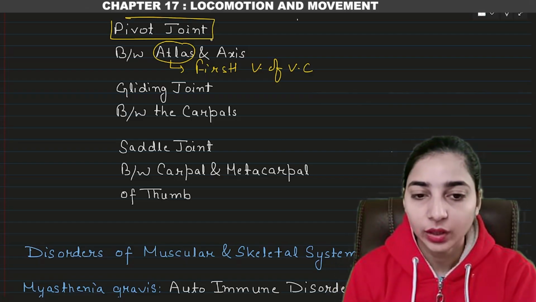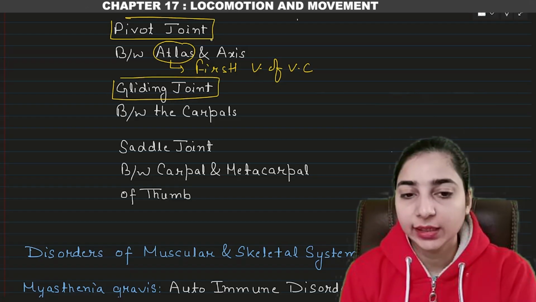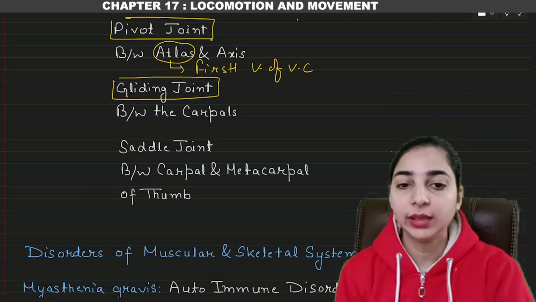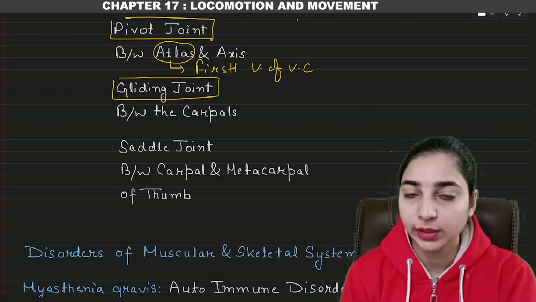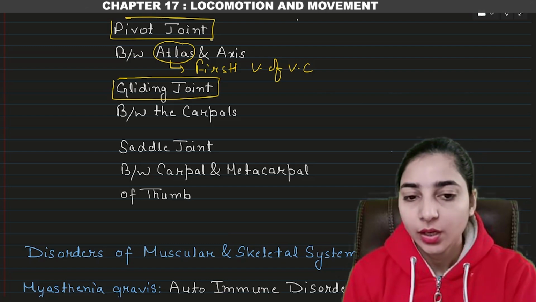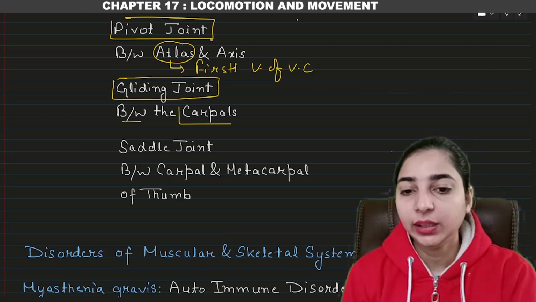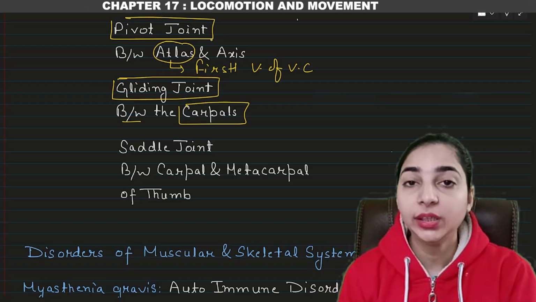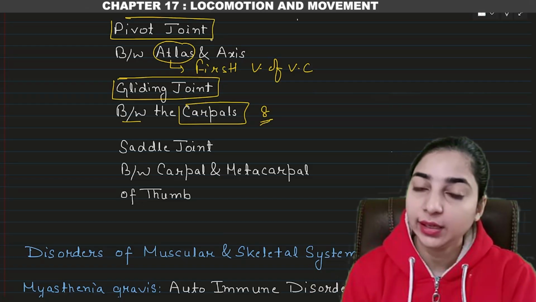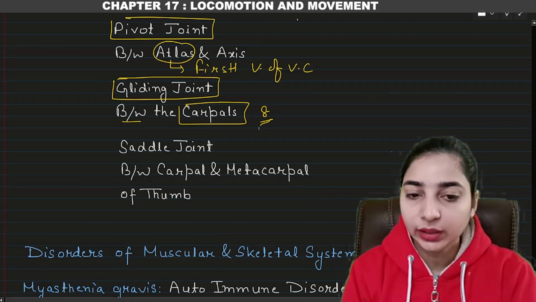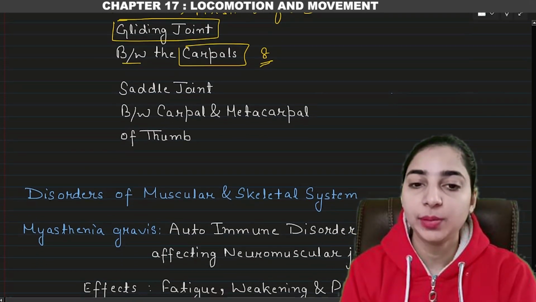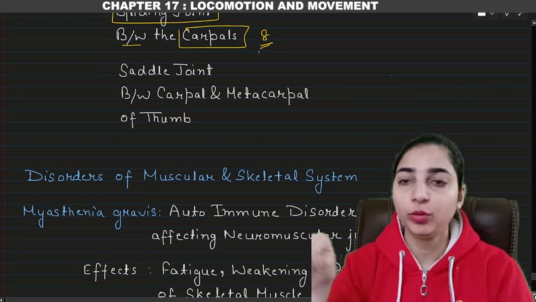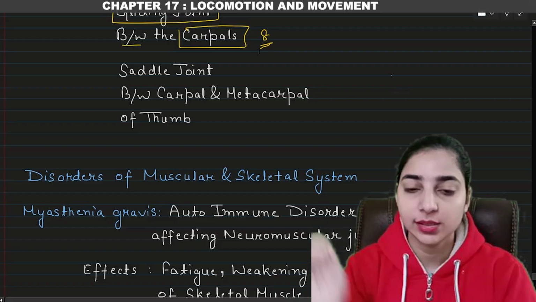Okay, then the next type of joint is gliding joint. This is the example of the last type of joint, synovial joint. So gliding joint is present between the carpals. What are carpals? Wrist bones, right? How many wrist bones are there? 8 wrist bones or 8 carpals are there. So between the wrist bones, which type of joint is present? Gliding joint is present. Therefore, we can move our hand like this.